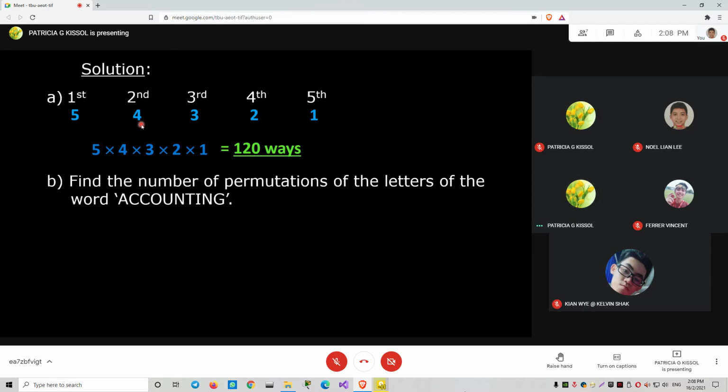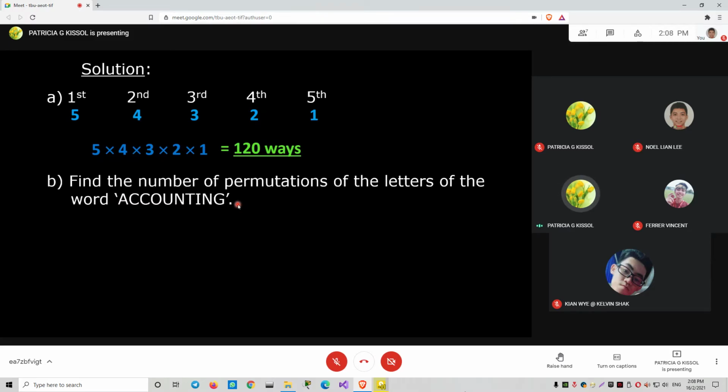Good. Now the next one is find the number of permutations of the letters of the word accounting. Now this is one of the examples that we did. Remember, first of all, you need to count how many letters are involved here. We have 1, 2, 3, 4, 5, 6, 7, 8, 9, 10. 10 letters altogether. But if you look at it, some of the letters are repeating, like the letter C and the letter N. Is there anything else repeating? I don't think so.